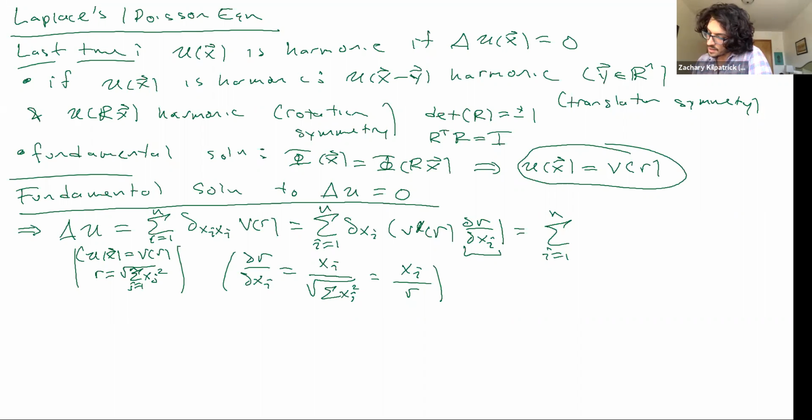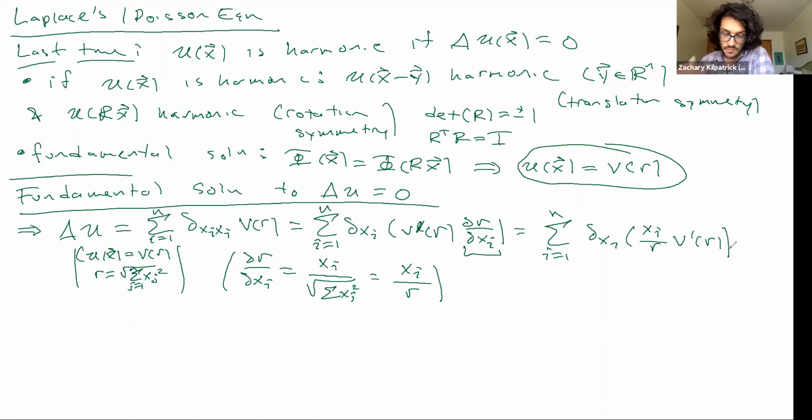Okay, so what have we done? So the Laplacian of u, right? It's just the sum of the second derivatives acting on v of r. We applied the chain rule here to take the first derivative. We have computed dr/dxi now, which is xi over r. Okay, and so if I plug this in now, I get d/dxi of xi over r v prime of r.